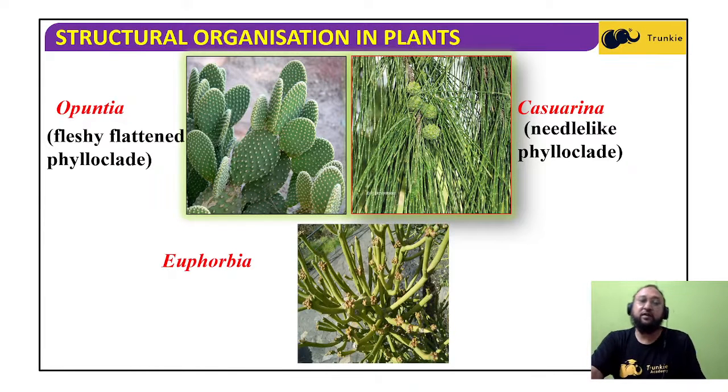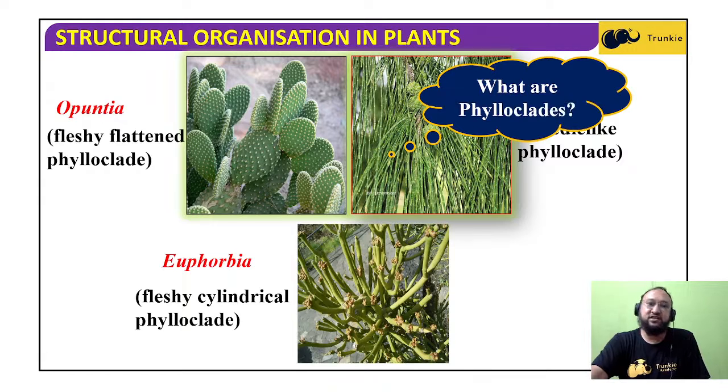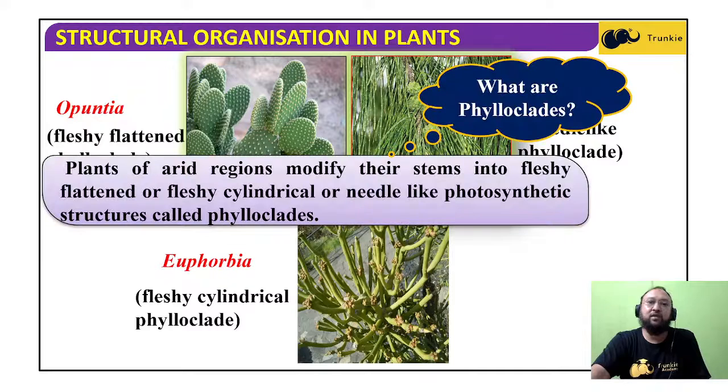Euphorbia is another example where we find this kind of phylloclade, and this is modified to conserve water. Fleshy, cylindrical. When you cut this, you will find so much water. It's watery. So what is phylloclade? Plants of arid regions modify their stems into fleshy, flattened, or fleshy, cylindrical, or needle-like photosynthetic structures called phylloclades. This is the definition of phylloclades.